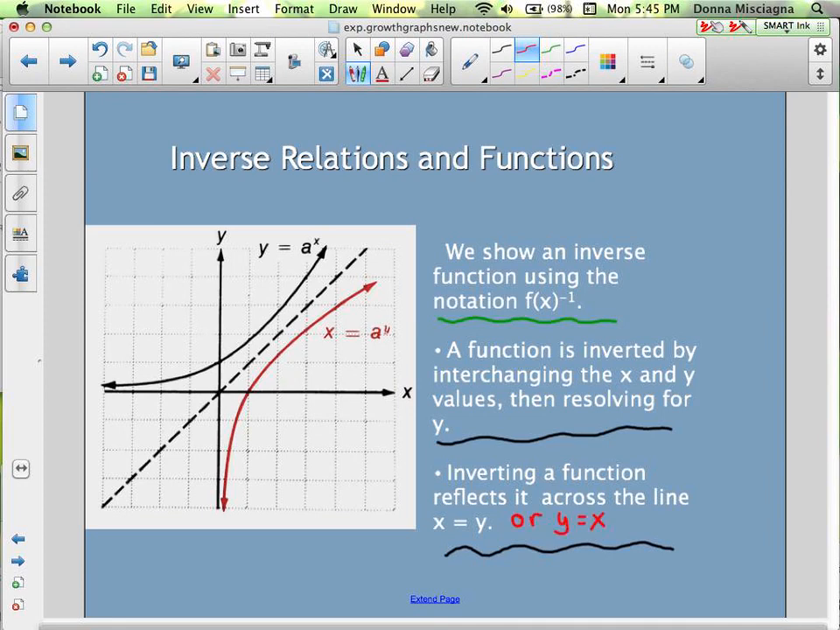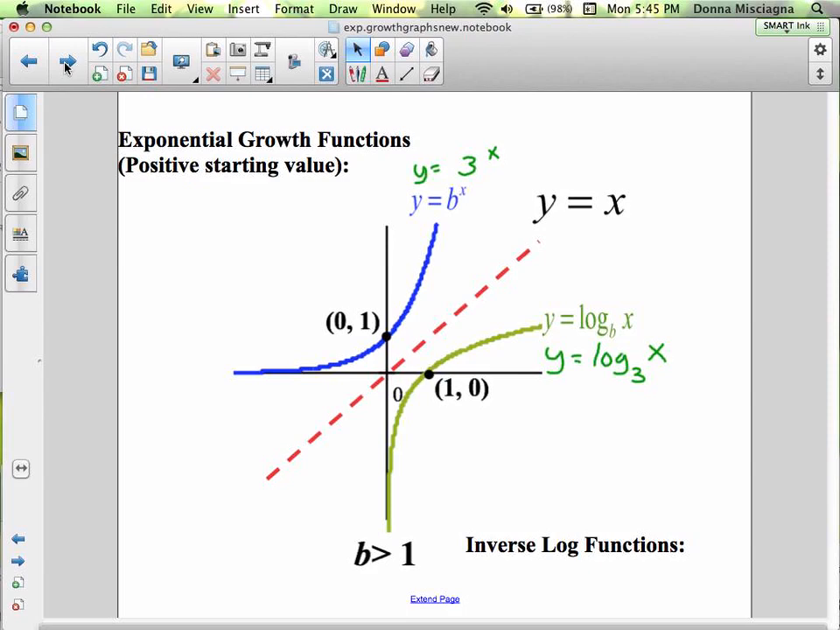And the reason I bring these up is because we're going to learn how to graph the inverse of an exponential function. And the inverse of an exponential function is, and it's coming up any moment now, a logarithmic function.